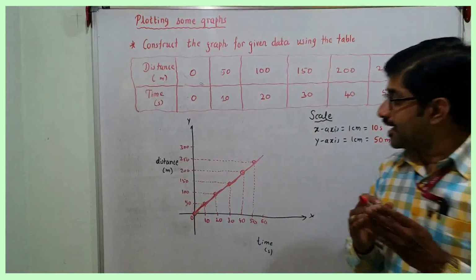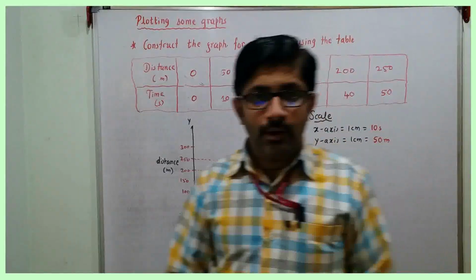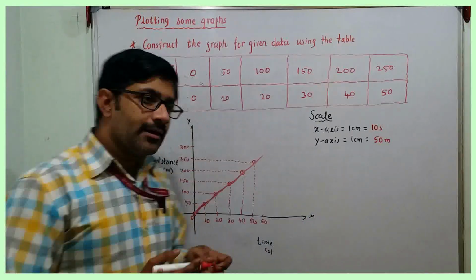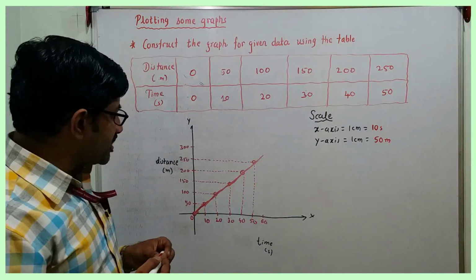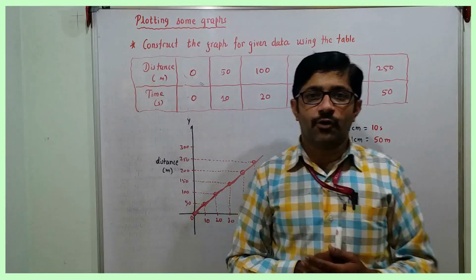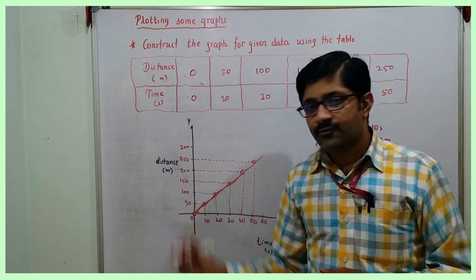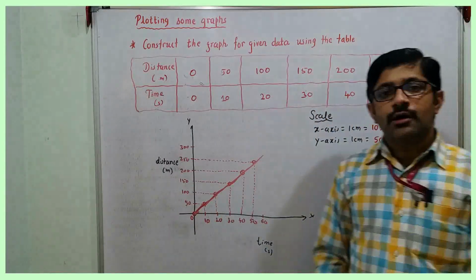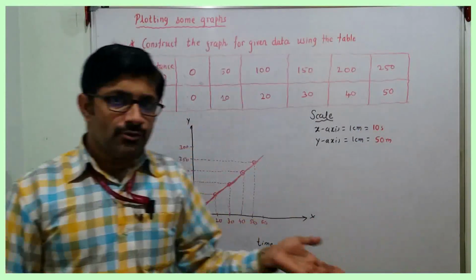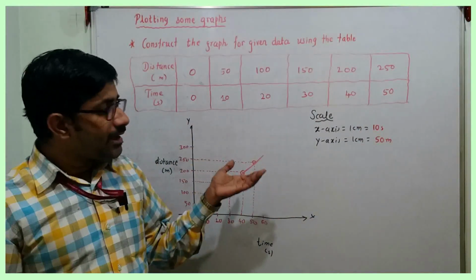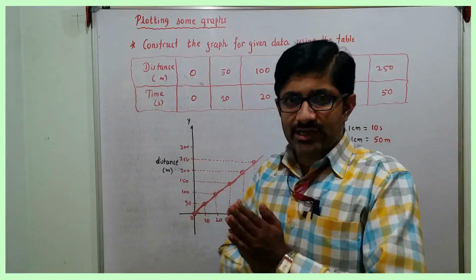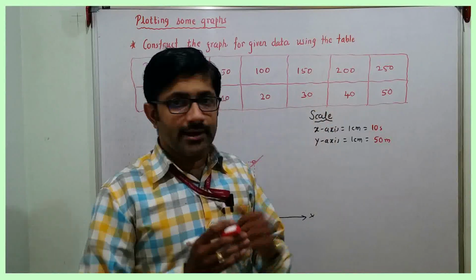Again, you can calculate the slope and the area if you want. You can conclude from this graph that the object is in uniform motion. The distance-time graph shows like this. If you take the slope, that gives you the velocity, and you may take its area too if you want. This is how we construct the graph for given data.